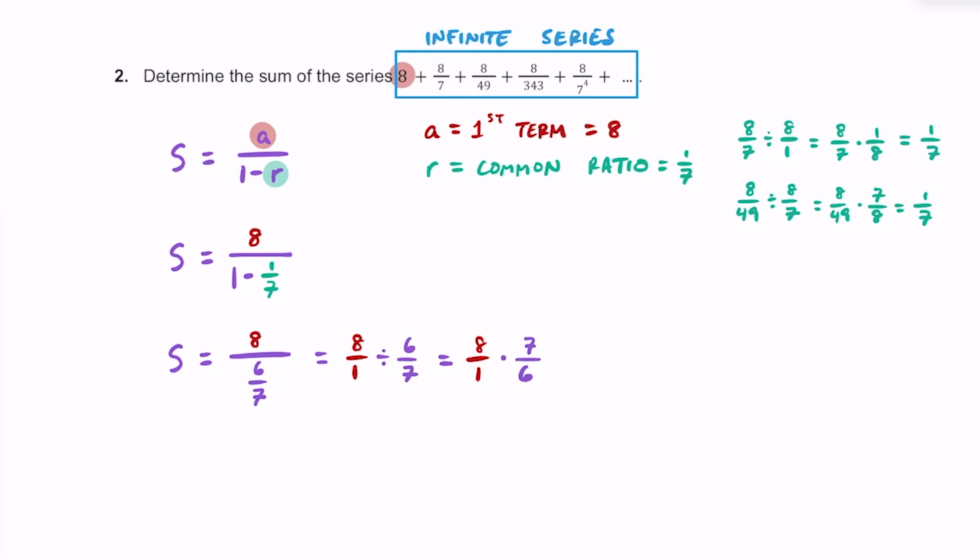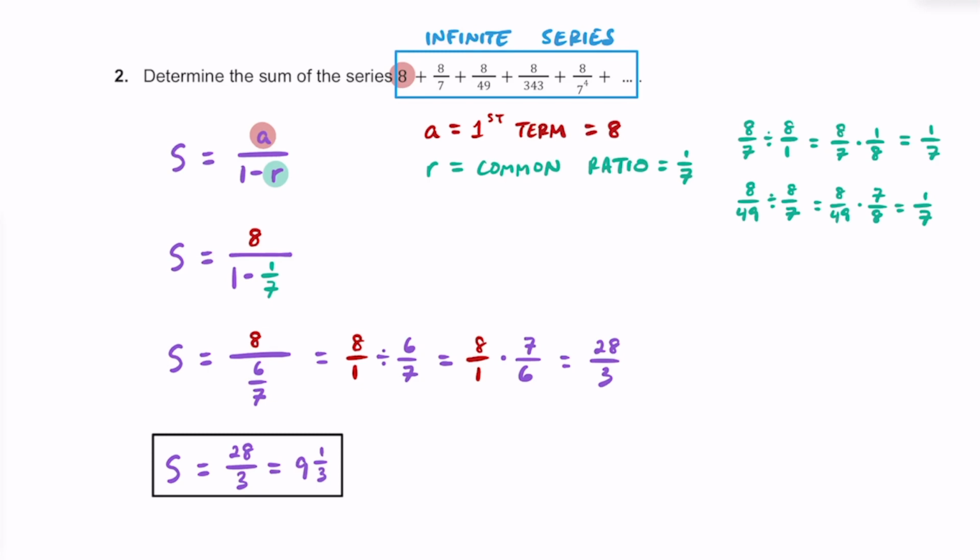Then we can go ahead and cross cancel the 6 and 8, divide them both by 2 here, and we're going to end up with 4 times 7, which is 28, and then 1 times 3 is going to be 3. And so the sum of this infinite geometric series is going to end up being 28/3. You can also rewrite this as 9 1/3 if you'd like. This would be the sum of this infinite geometric series.